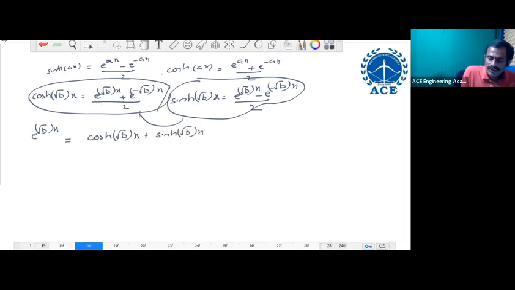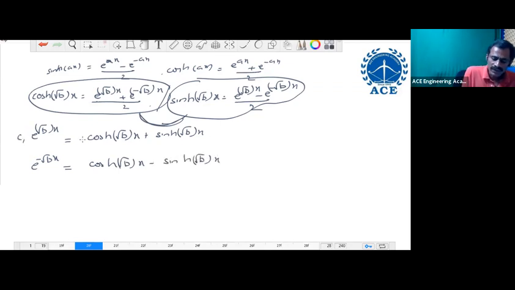Suppose I subtract this minus this, cos h minus sin h. When you subtract these two, the positive power terms get cancelled. We get the negative power terms: e power minus root b x equals cos h root b x minus sin h root b x.